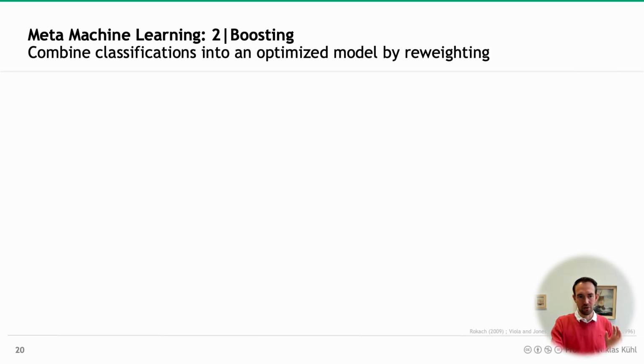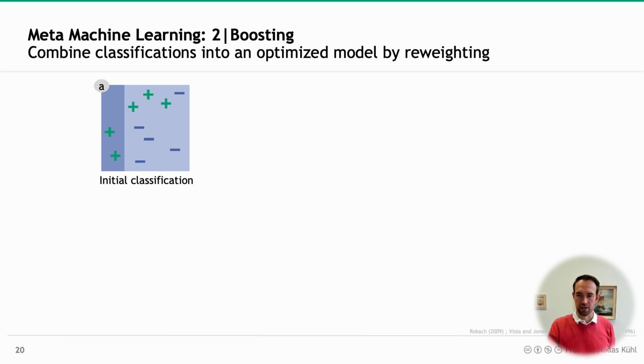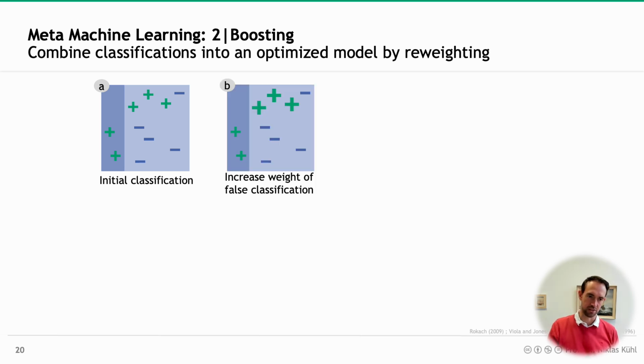So let's have a look at how this works, how these classifications are combined into an optimized model. So let's say you start with one weak learner, which looks like this. It tries to, again, separate pluses and minuses here, and this is what the initial classification looks like. Now, you have a look at this initial classification, and what you will do now is increase the weight of the false classifications, the ones over there, right? So we say we want to increase the weight here, that is now symbolized in bold, for the next round.